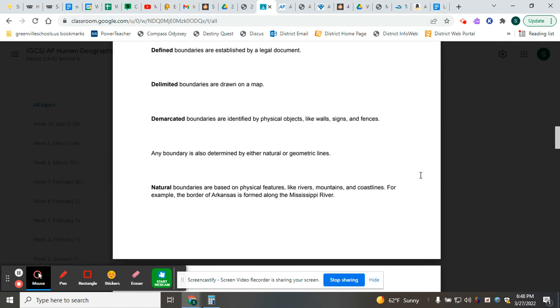Okay? Demarcated boundaries are identified by physical objects like a wall, aka the Berlin Wall, or a sign that says "Welcome to South Carolina," or in the case of your own home, a fence. A property line would be a defined boundary. The map of your neighborhood probably has all the different property lines drawn on it. And the fences, if you have a fence, would be an example of a demarcated boundary.